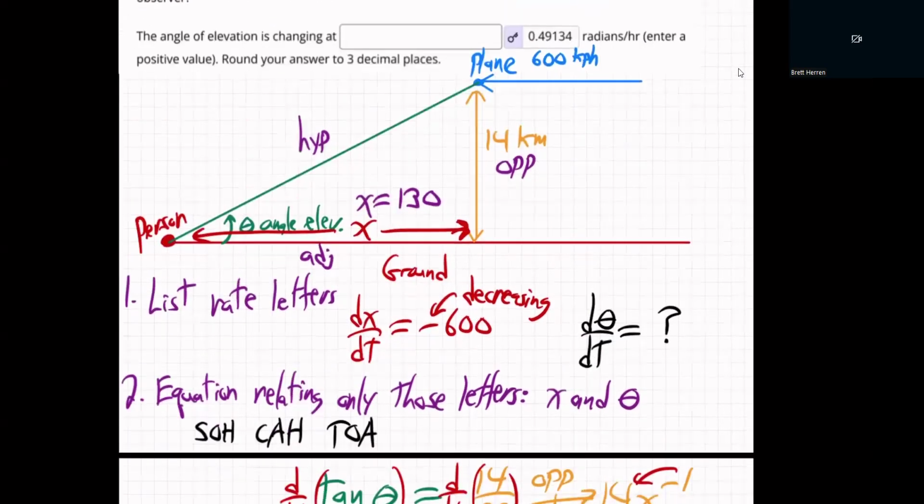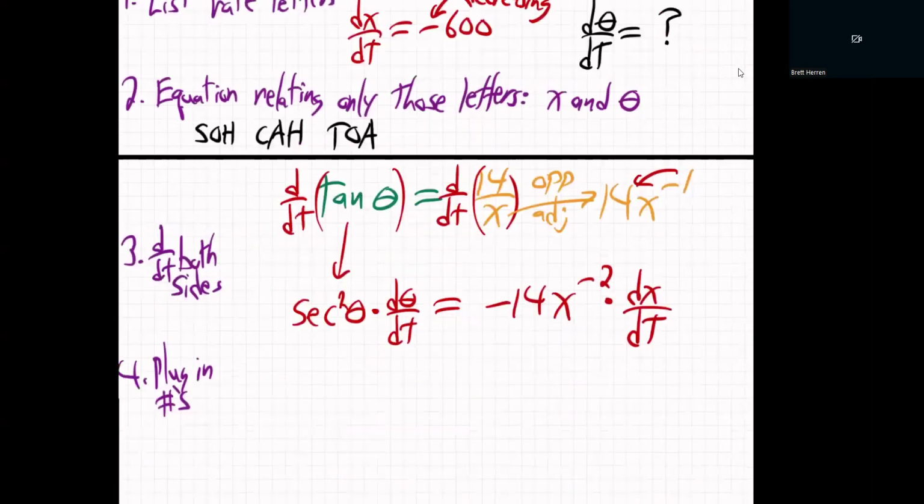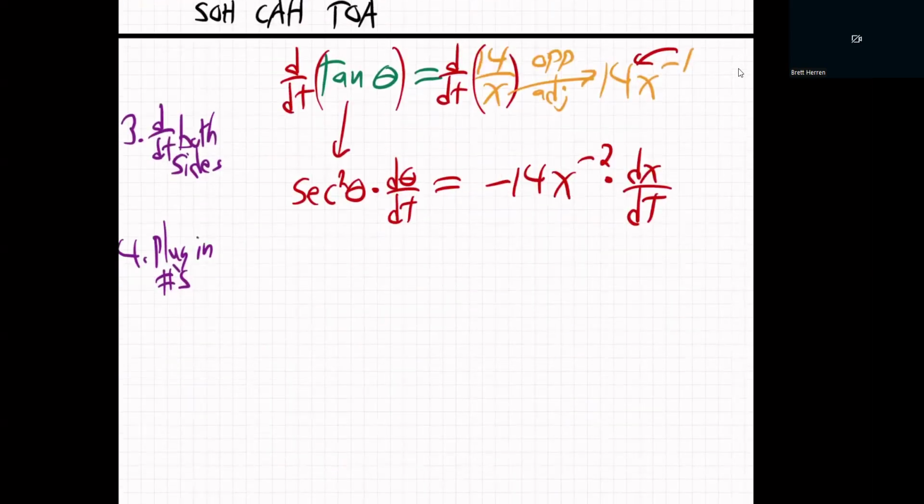So that means we can also find tangent of theta is 14 over 130. That's opposite over adjacent. Now that we can put in the 130, theta is, so then you're going to take inverse tan of both sides. So theta is inverse tan 14 over 130. There's theta. So, okay. So now, coming on down here.